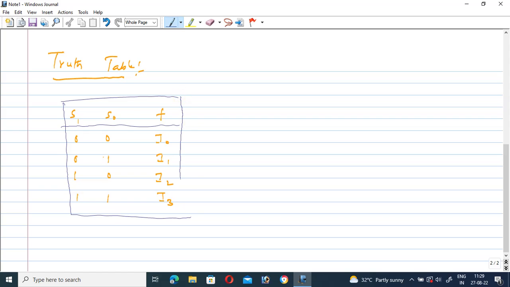So this is the truth table for the 4 by 1 mux. Now we have to design the logic diagram for this one.